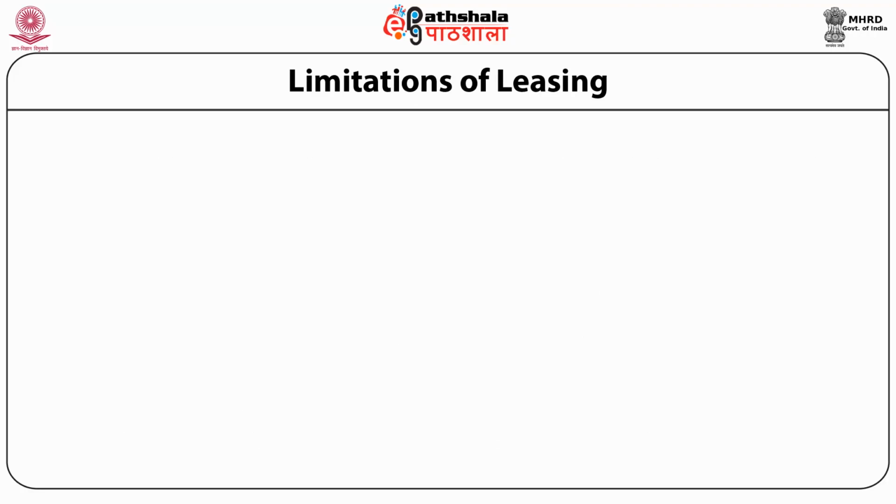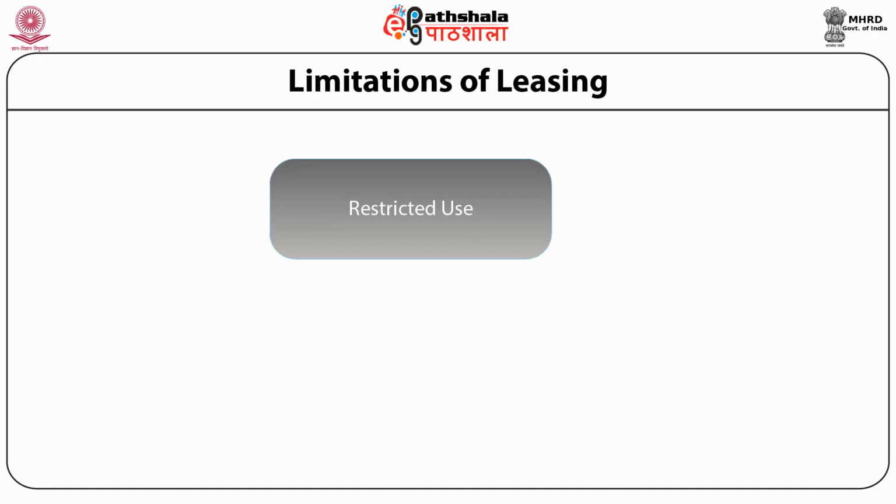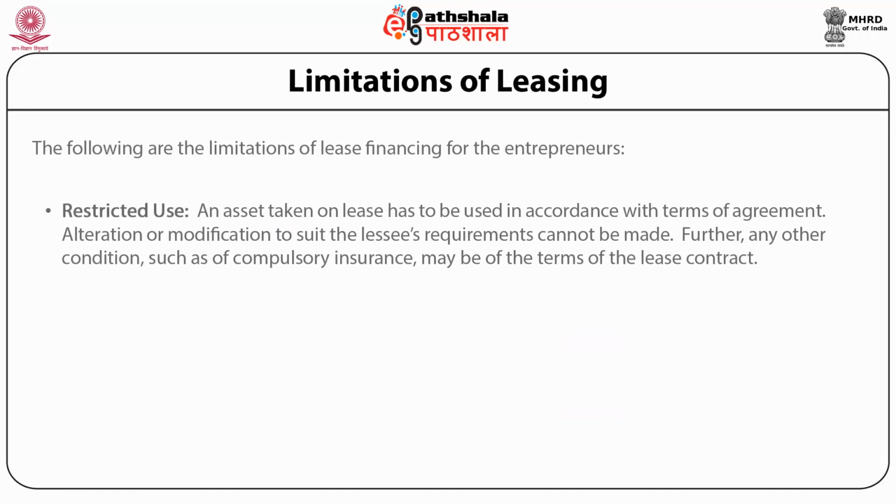Limitations of the leasing. There are two limitations of the leasing which can be described with the help of exhibit, that is restricted use and default. Restricted use. An asset taken on lease has to be used in accordance with the terms of agreement. Alteration or modification to suit the lessee's requirements cannot be made. Further, any other condition such as compulsory insurance may be of the terms of the lease contract.